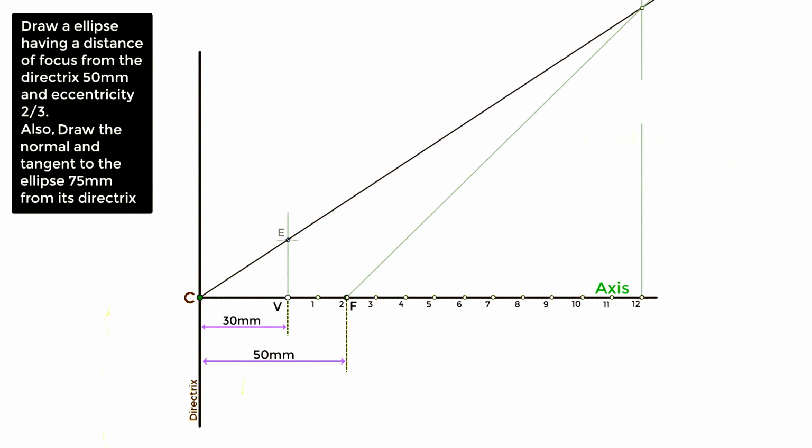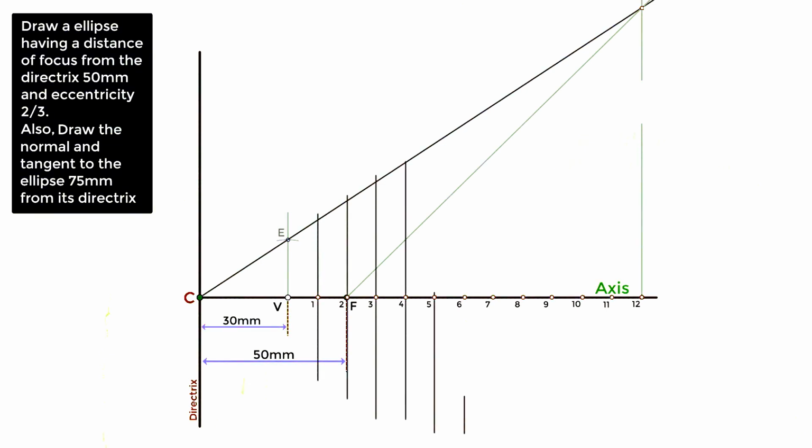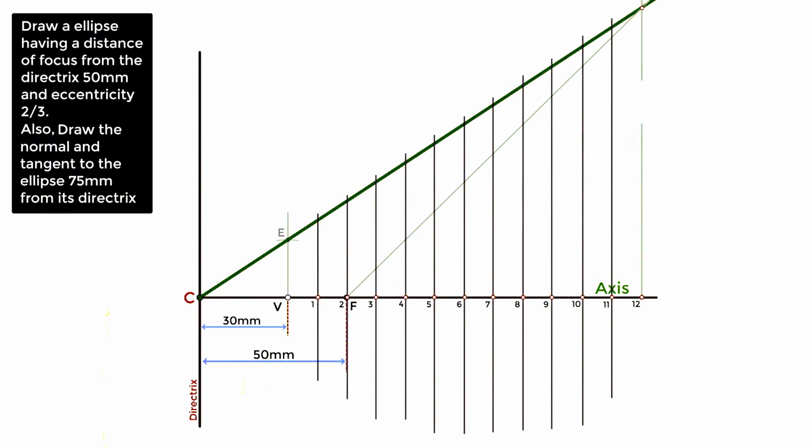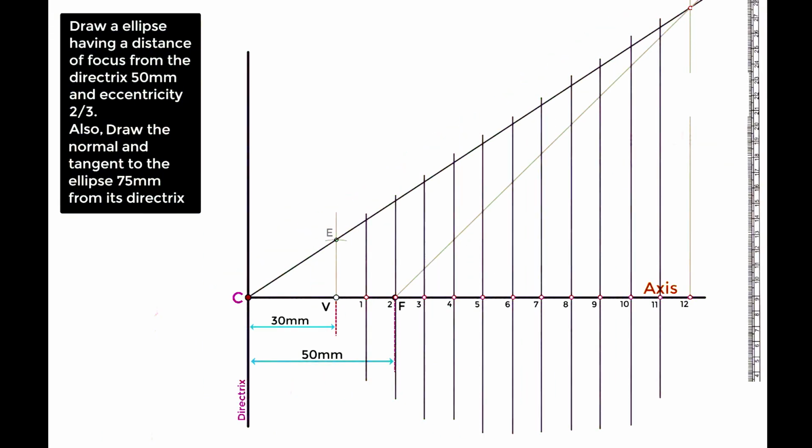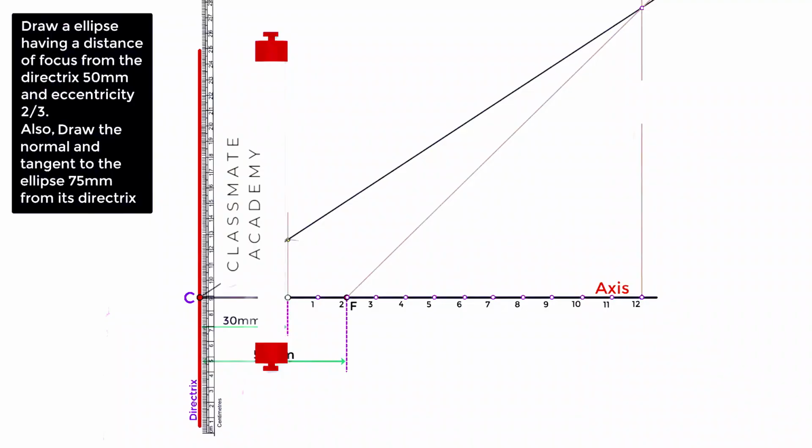After getting these points, we will draw a vertical line at each point, such that they touch this inclined line. These lines are drawn using a drafter or a roller scale. Take this line as a reference, and draw the vertical lines at all the points.